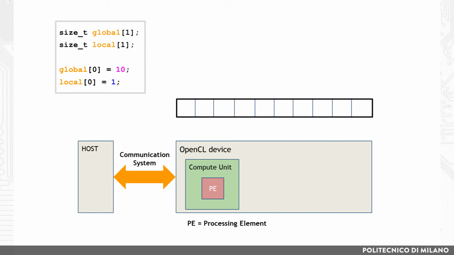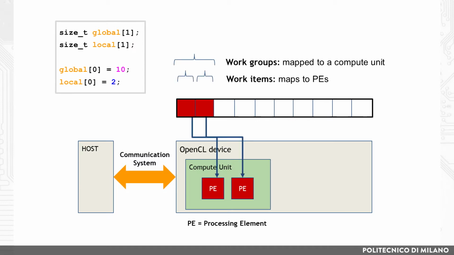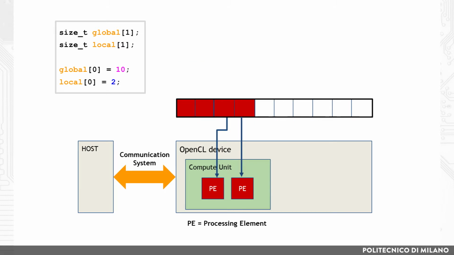Now, what if we change the local size? Right now, the local size is set to 1, and this is done by storing this value in the first location of local. If we assign 2 work items per workgroup, this implies that the compute unit now contains 2 processing elements. By doing this, we are able to process 2 elements at a time instead of 1, and this will obviously improve our performance, as can be easily seen from this figure.